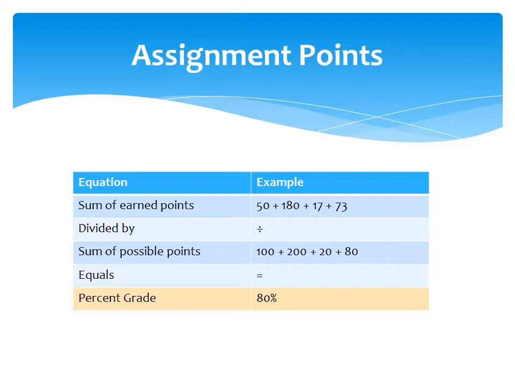So, in the example we saw before, our student earned 320 points. This was out of a possible 400 points for the class. This calculation method uses just straight algebra. 320 divided by 400 gives us 0.80 or 80%.